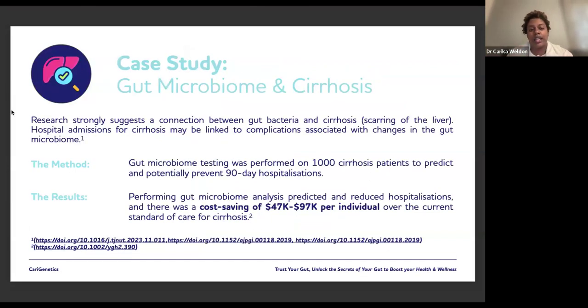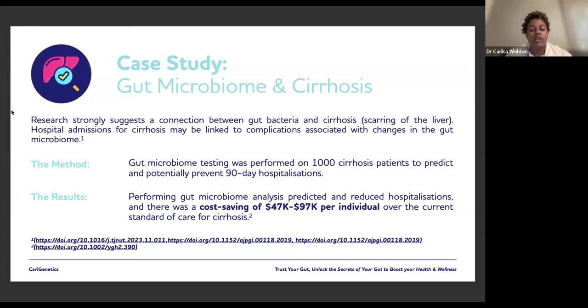Now, I wanted to focus on a case study of how focusing on gut health can actually make a real impact on a certain chronic disease. So here we have the gut microbiome and cirrhosis. And I know you might be saying, well, this is about cancer, but I want to share the holistic approach here. There was some research that strongly suggested a connection between gut bacteria and cirrhosis, which is scarring of the liver. Hospital admissions for cirrhosis were thought to be linked to complications associated with changes in the gut microbiome. This was done on over 1,000 cirrhosis patients, and two were predicted to have about a 90-day hospitalization.